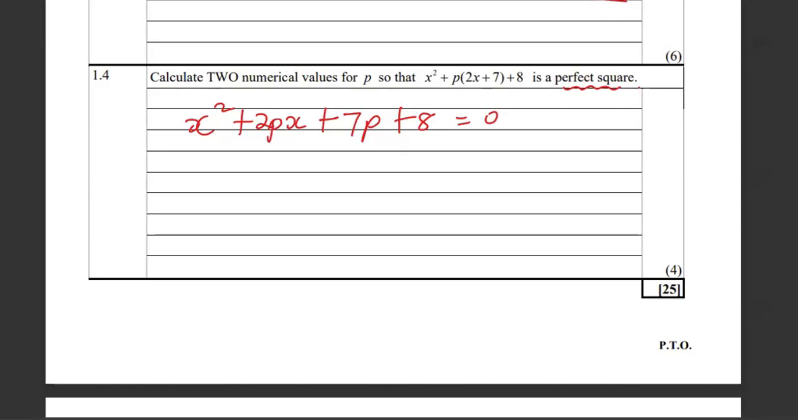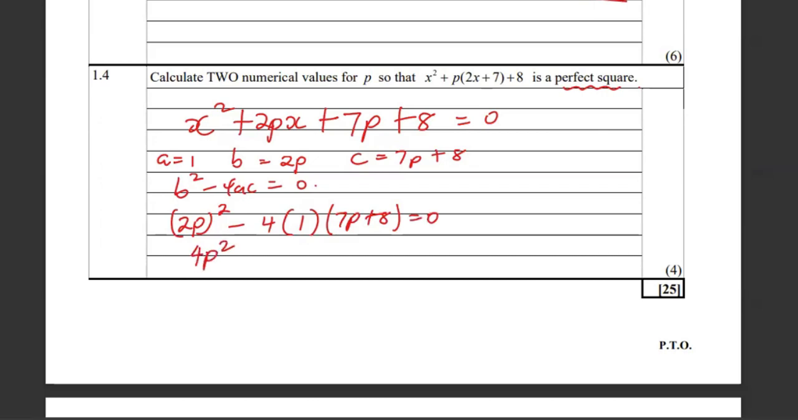So meaning that from this, we know that our a is going to be 1, our b is going to be 2p, and then our c is going to be 7p plus 8. B squared minus 4ac, I'll just equate it to 0. And then I'll have 2p squared minus 4 into 1 into 7p plus 8 should give us a 0. So this becomes 4p squared minus 28p minus 32 is 0.